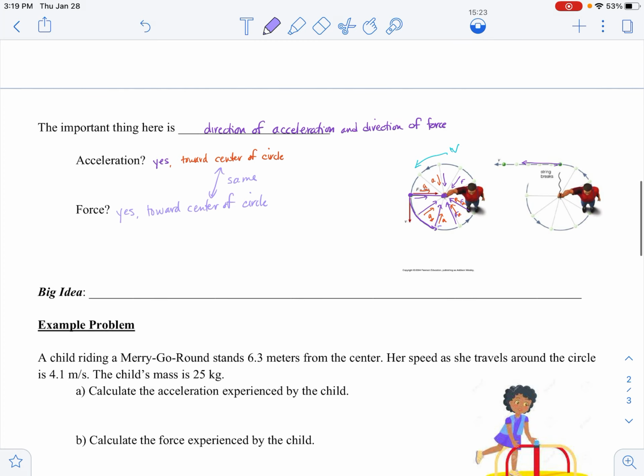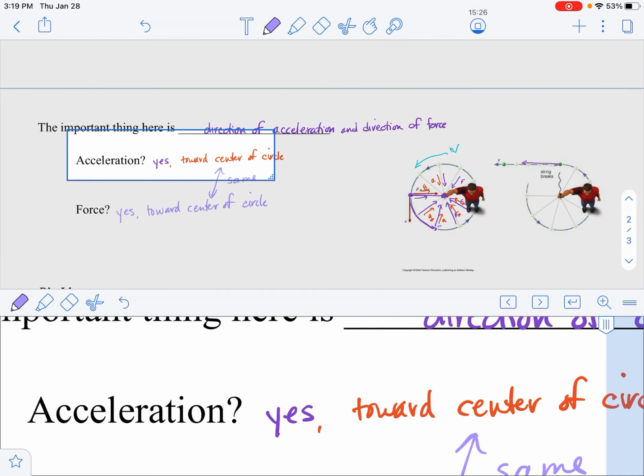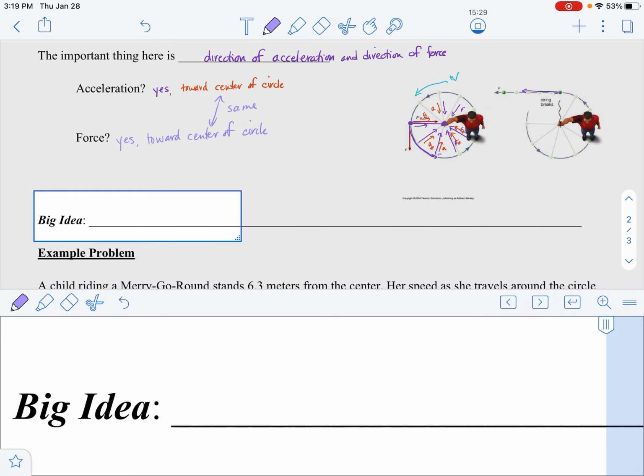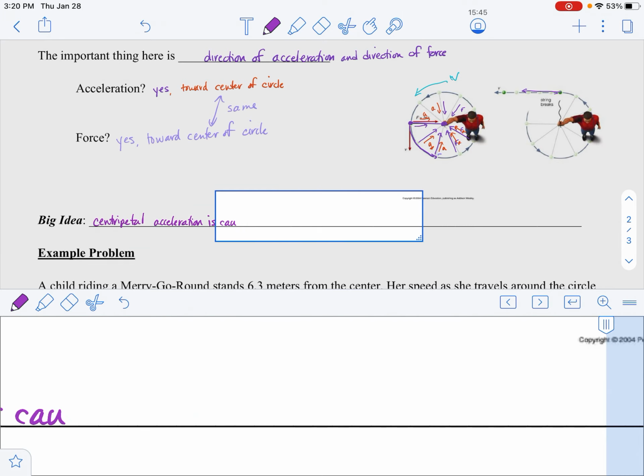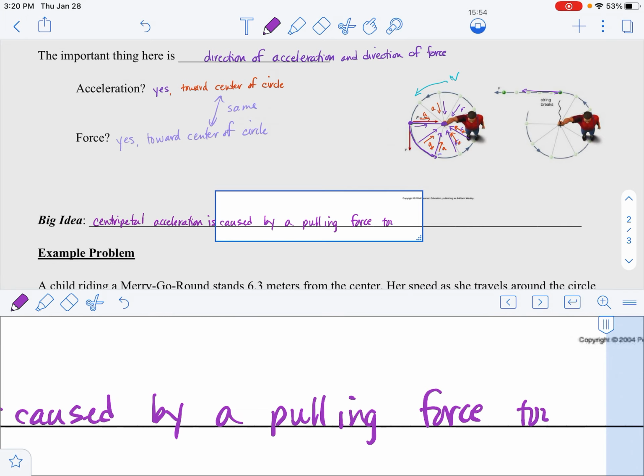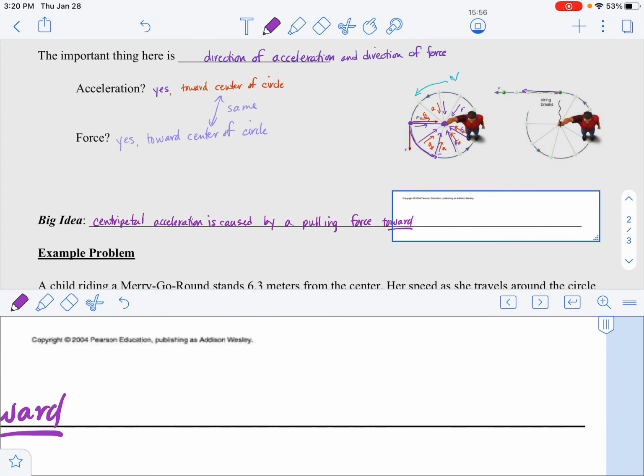All right. So here's our big idea. Centripetal, remember that's a fancy word for circular, acceleration is caused by a pulling force toward the center of the circle.